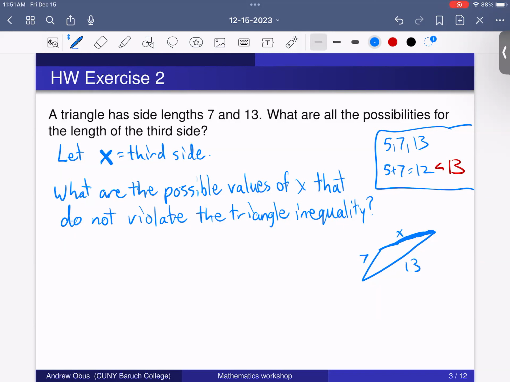I'm looking at 6. Yeah, right. So what do we need to know about x and 6? So this is good. 6 is important here. So we have x and we have 6. What relation needs to hold between x and 6?